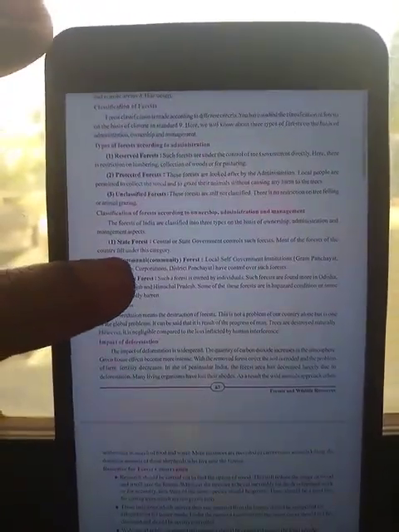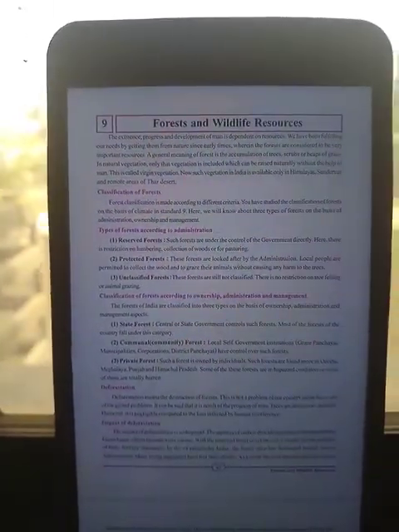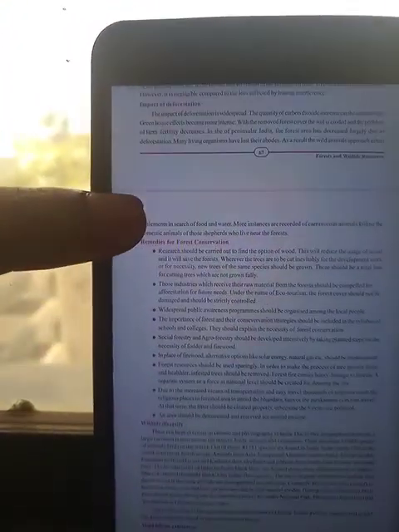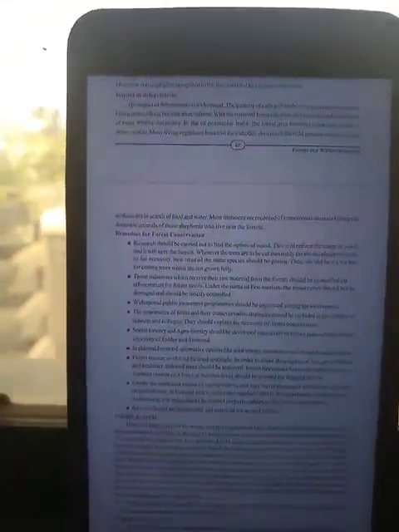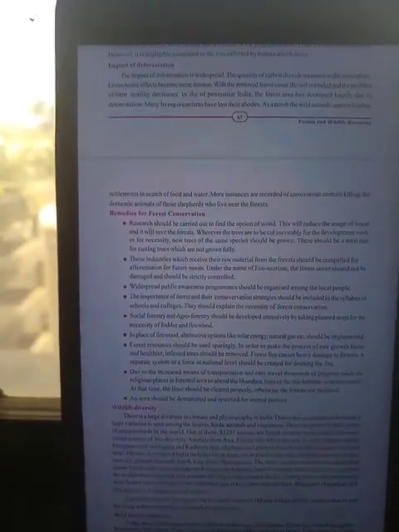Yesterday we discussed forest and wildlife, and in that we discussed the classification of forest, types of forest, classification according to ownership, administration, and deforestation, and the impact of deforestation. So, today we will see the remedies for forest conservation.